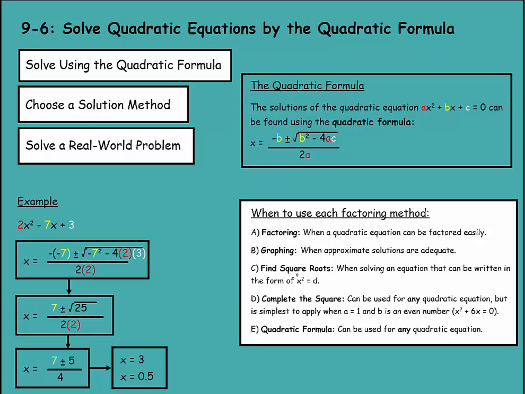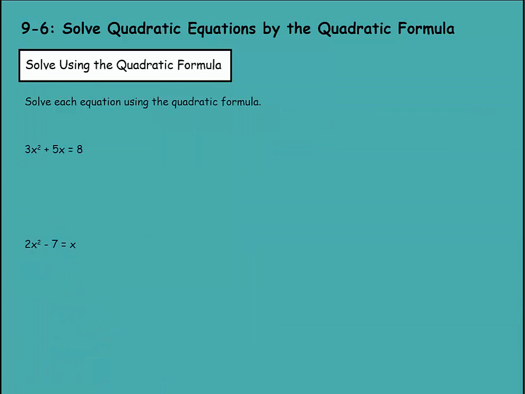Finding square roots can also be good if you can write the equation in the form of x squared equals d, where you just have to find the square roots of both sides. Completing the square could also be used for any quadratic equation, but the simplest time to use it is when a is 1 and b is an even number, because remember you have to split b in half. But you can also use the quadratic formula for any quadratic equation. So let's use it. We have 3x squared plus 5x equaling 8, and we want to solve this using the quadratic formula.